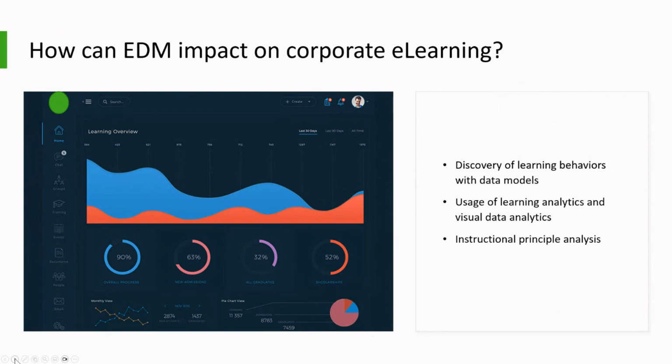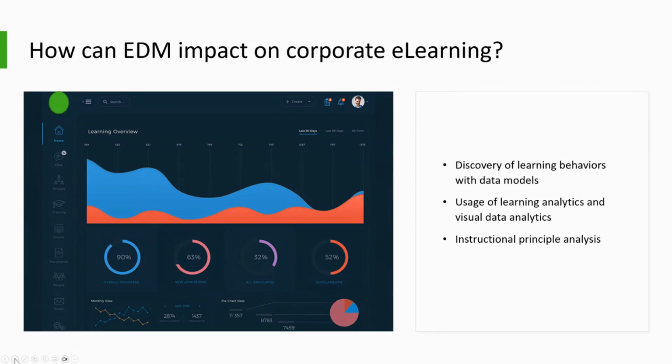Now coming to the impact part of it, like how are we actually impacting this? Again, this was a case study conducted with 200 people, 200 students, I would say. And we discovered three major things over here. One is the learning behavior with the data models, which I'm going to show you in the upcoming slides, and how gamification affected us as well. And also the usage of learning analytics and visual data analytics.